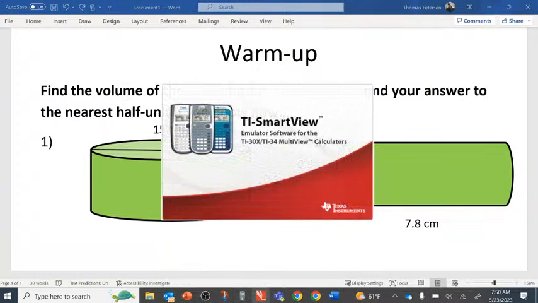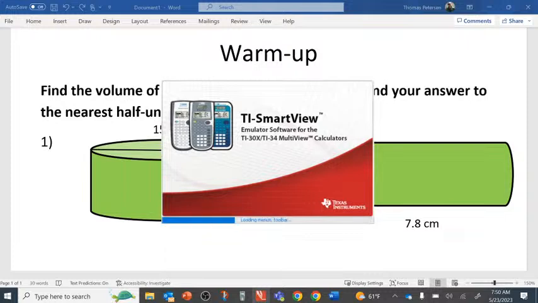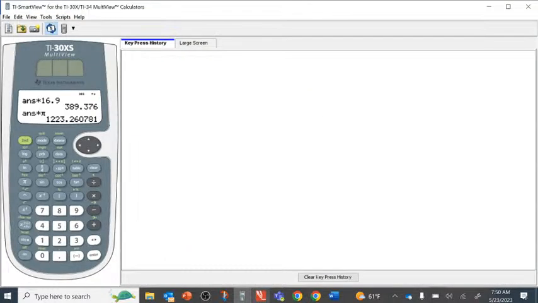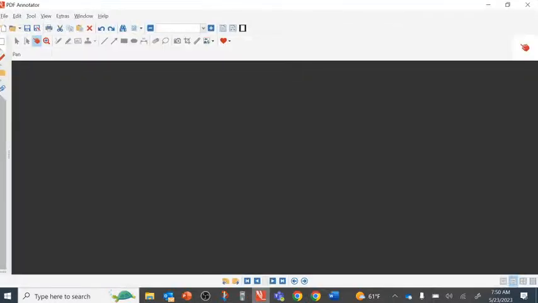TI Smart View, TM Emulator software for the TI-30X/TI-34 Multi-View. TM calculators, Texas Instruments, validating software license, dot, dot, dot, dot, dot.